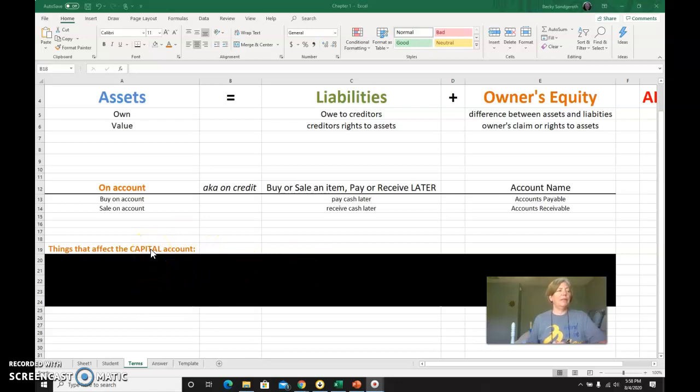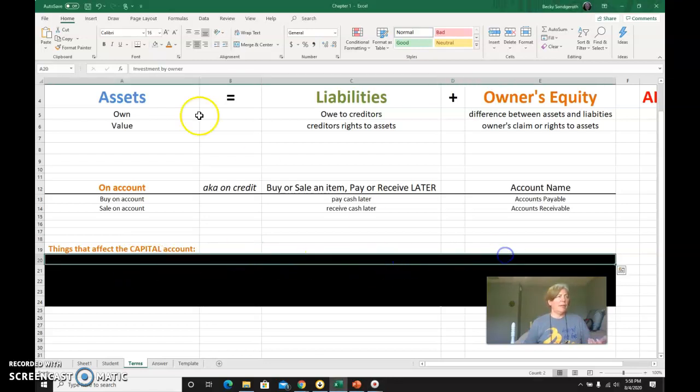And the big thing that we need to know before we can do that is that there are lots of things that affect owner's equity. And the account that we have thus far is called capital. So how does that get affected? And there are 4 ways.